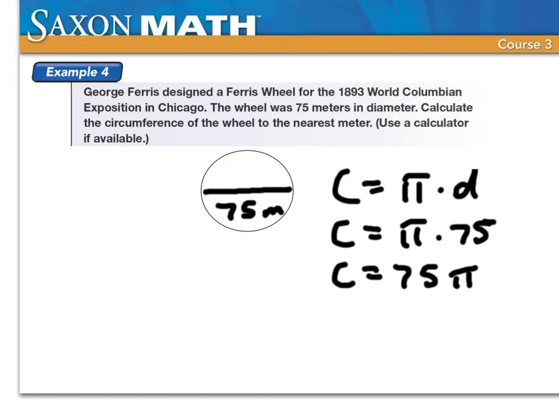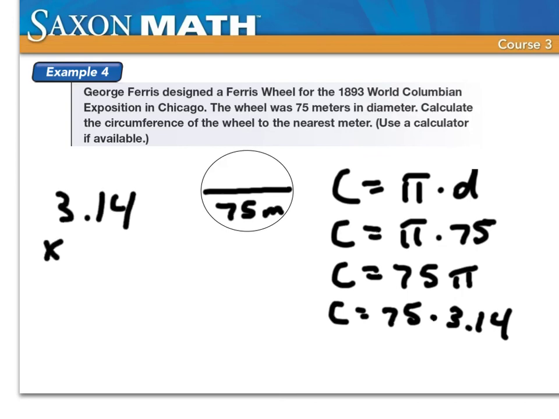Now the problem is, this is what I was talking about earlier, where it says calculate to the nearest meter. Well, the nearest meter isn't 75 pi, so this is where we have to round pi. We're going to say that pi is 3.14. So now I'm going to take 75 times 3.14, and we'll get our answer to the nearest meter. So 3.14 times 75. We're going to actually multiply this out.